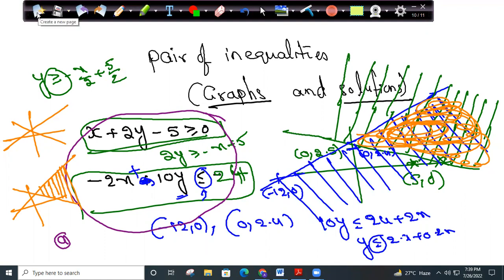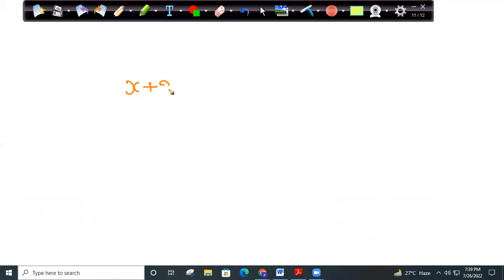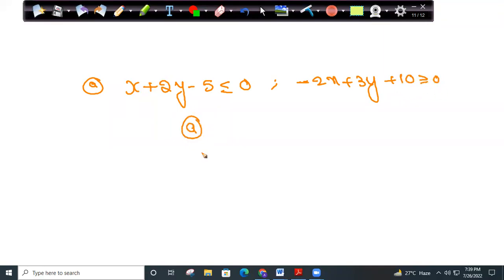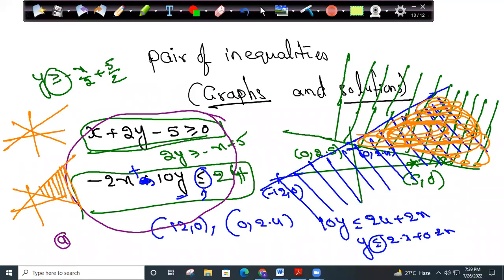They might give you a pair of inequalities like x plus 2y minus 5 is less than or equal to 0, and another inequality, minus 2x plus 3y plus 10 is greater than or equal to 0. I have two inequalities and they give four options. Which of the following is the solution? That means they're asking for one point, which can be 5 comma 10. They're asking only one point.